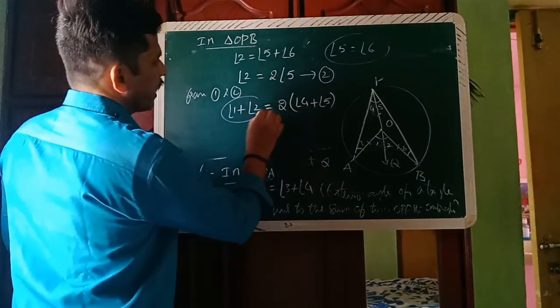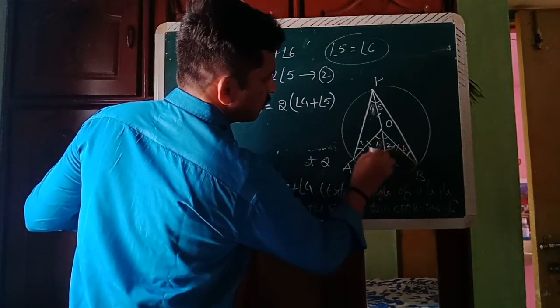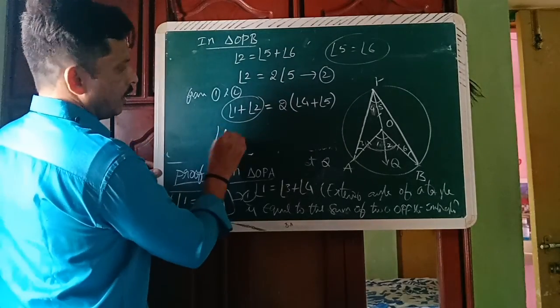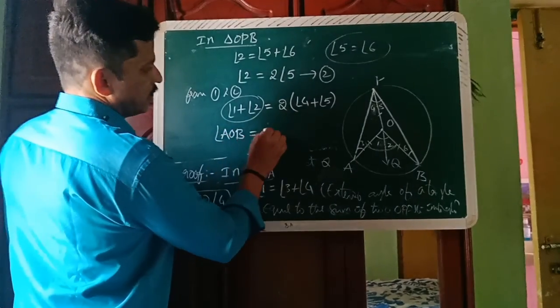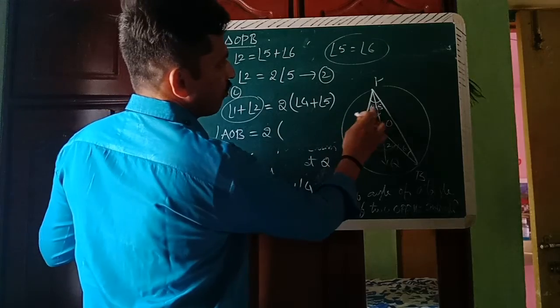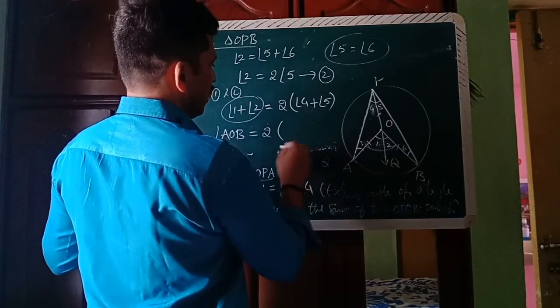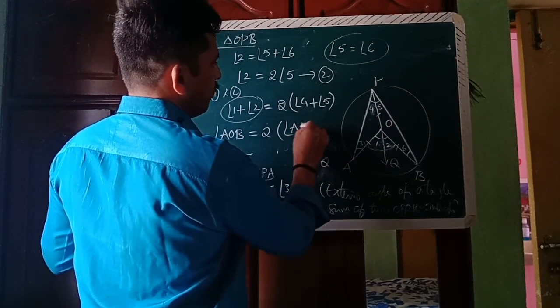So angle 1 plus angle 2 is nothing but this total angle. So this total angle, angle AOB, is equal to 2 times angle 4 plus angle 5. So this one is angle APB.